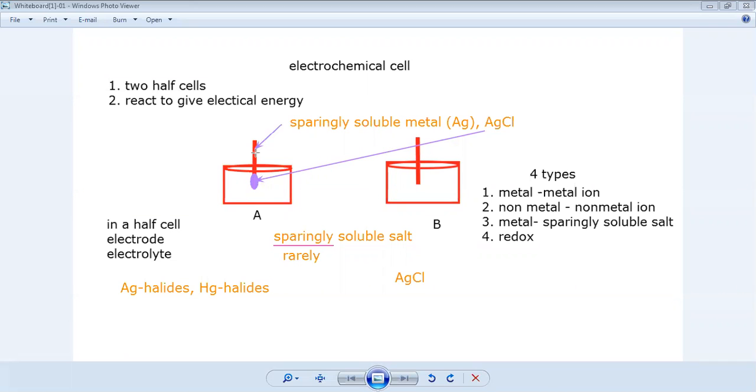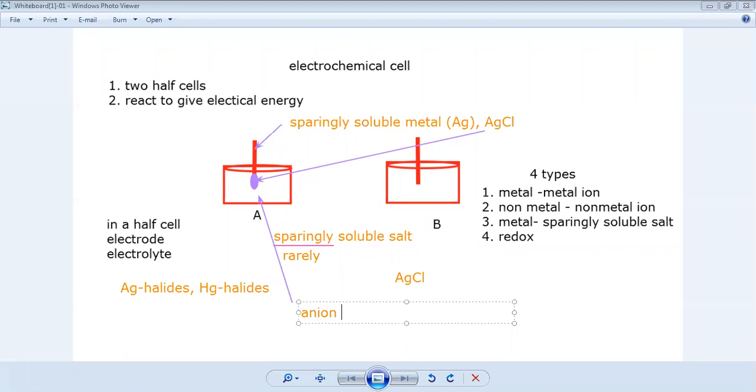Okay. So the rod is made up of silver. On the tip of that rod, we have coated the sparingly soluble salt. So if silver is there, we have coated with silver halide, that is silver chloride. Now, what will be present in the solution? What is going to be present in the solution? Chloride ion.